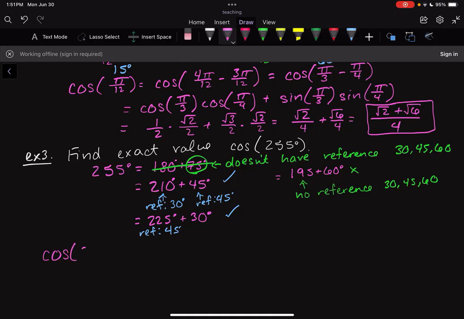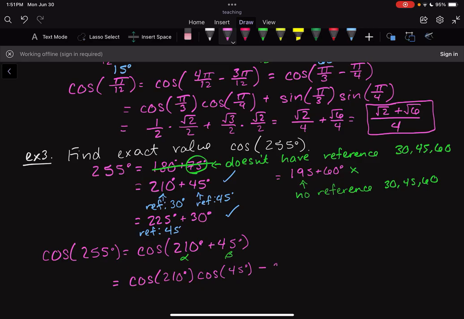So I'm saying cosine of 255 can be written as cosine of 210 plus 45. So remember, this is acting like my alpha, this is my beta. I'm going to write the other half of that identity. So it'd be cosine 210 times cosine 45 minus sine of 210 times sine of 45.